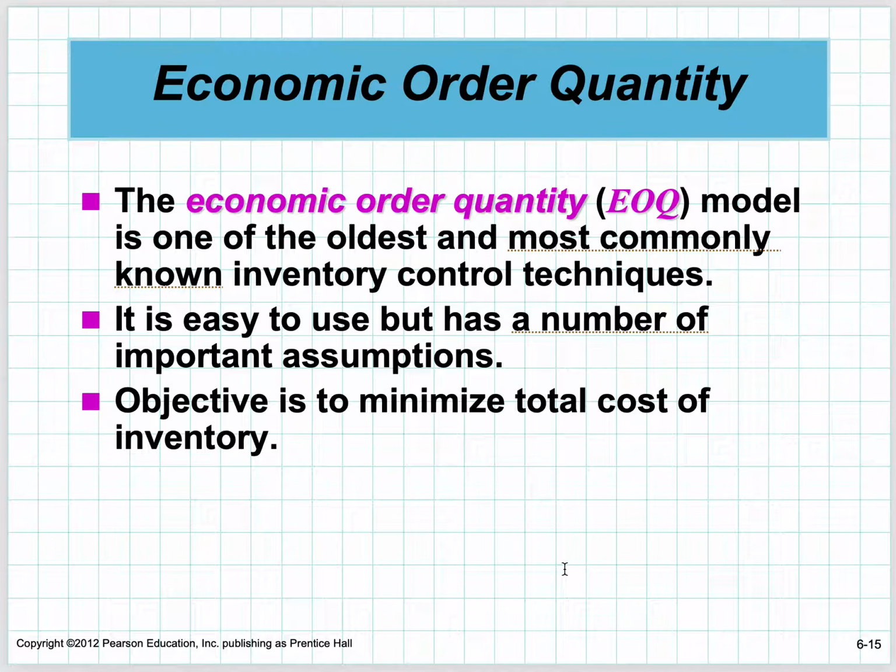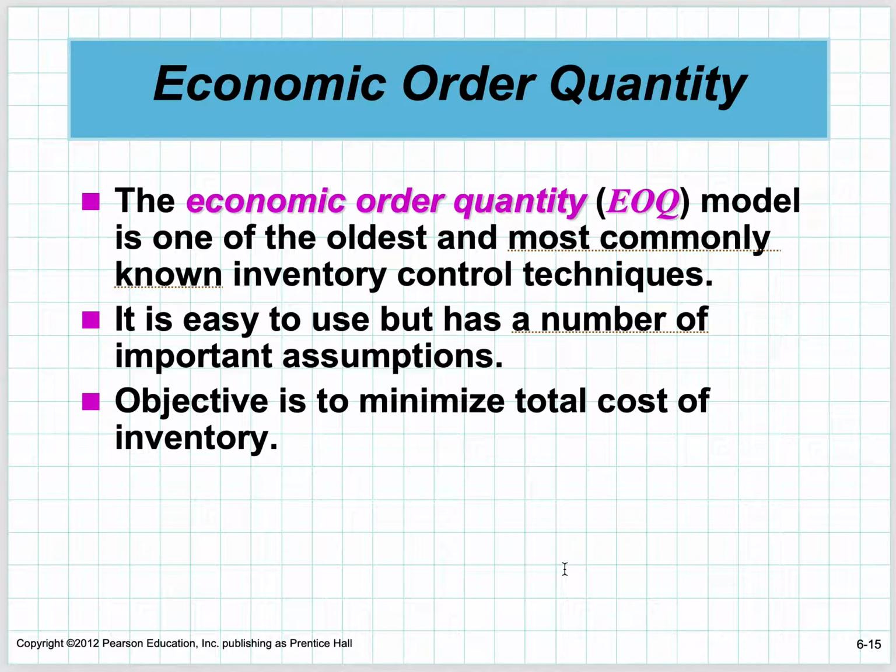So we're going to next look at something. The first model we're going to look at is the base model of this. It's called the economic order quantity, EOQ. It's the oldest and most commonly known inventory control technique. All other inventory models for make to stock are built off of this. Okay? And I can't emphasize that enough. This is the base model from which everything else is built on.